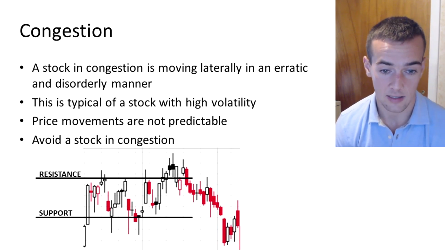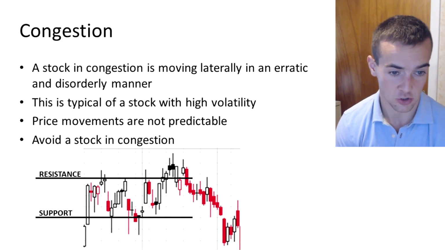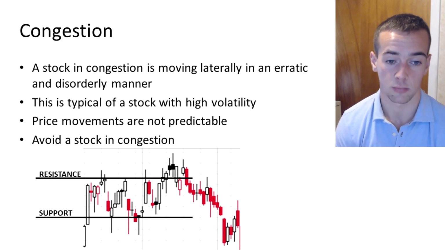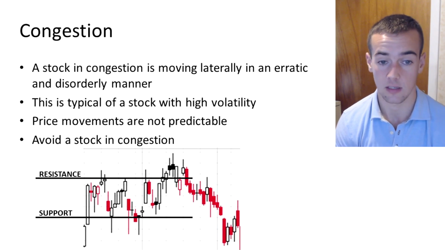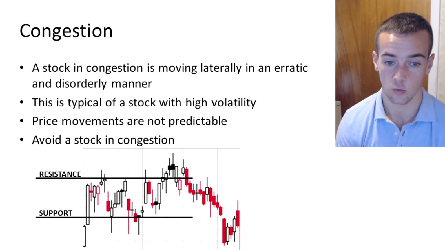So if you're looking at a stock and you see it doing a lateral movement and you believe it's in congestion and you see a price movement that looks like this, or just an erratic and unpredictable price movement, you do not want to be considering any kind of trade with this stock because this price movement is not predictable and the stock is just too volatile.